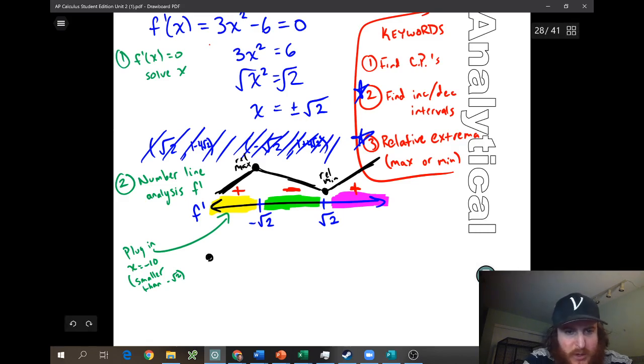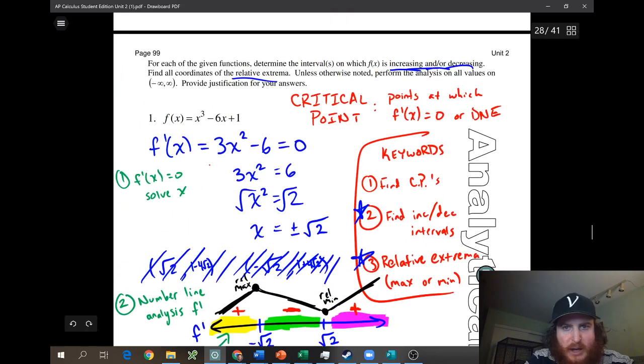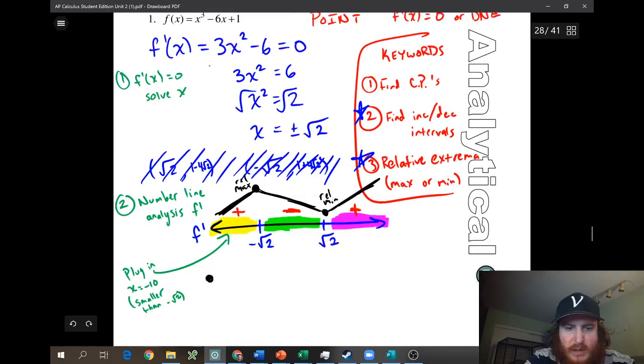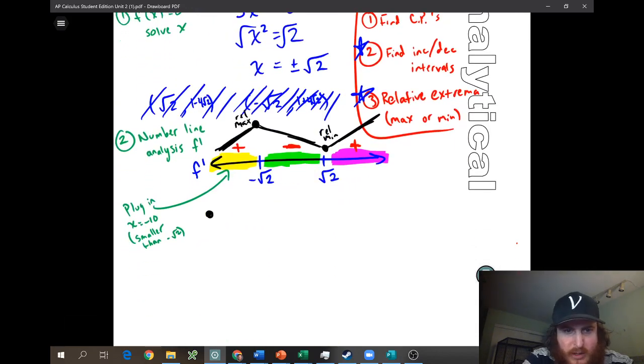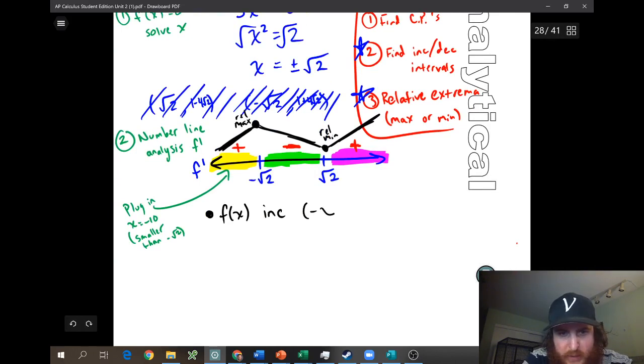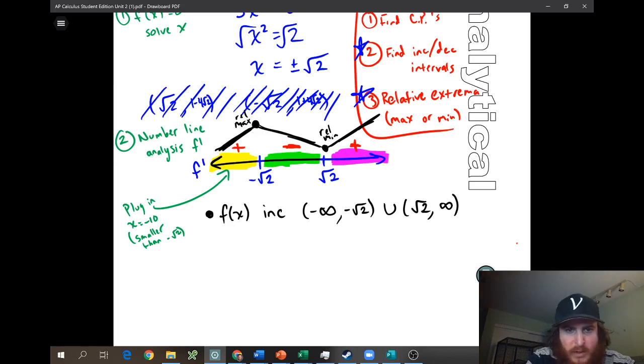So the first thing that this question asked was to find our intervals of increasing or decreasing. So we're going to write these out. So the increasing, we're going to say f of x is increasing for negative infinity to negative square root of 2, union from square root of 2 to infinity. Right, and the way I got that was this was the positive sections. So the yellow section from negative infinity to negative square root of 2 was positive, and the graph is going up. And from square root of 2 out to infinity, again, was positive, the graph was going up.